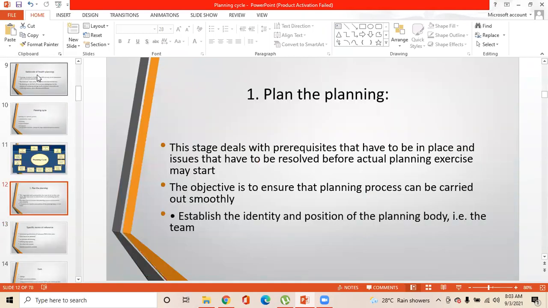Now explanation of all these points is given. Plan the planning. This stage deals with the prerequisites that have to be in place and issues that have to be resolved before the actual planning exercise may start. The objective is to ensure that the planning process can be carried out smoothly. It establishes the identity and position of the planning body, that is the team.